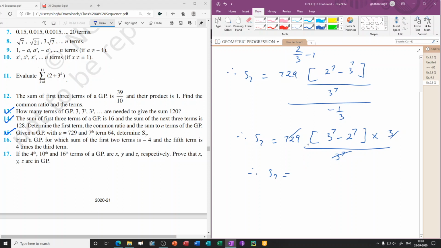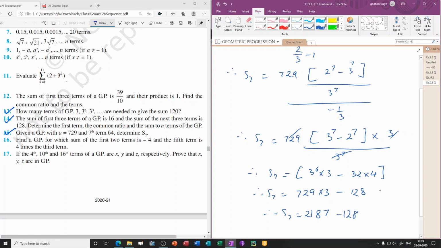3 raised to 7 is 3 raised to 6 into 3, minus, and we know that 2 raised to 5 is 32, so 32 into 2 square, that is 4. So therefore S7 equals 3 raised to 6, which is nothing but 729, into 3, minus 4 into 2 is 8, 4 into 3 is 12, 128. So S7 equals 9 into 3 is 27, 2 carried over, 3 into 2 is 6, 6 plus 2 is 8, 7 into 3 is 21, 2187 minus 128.